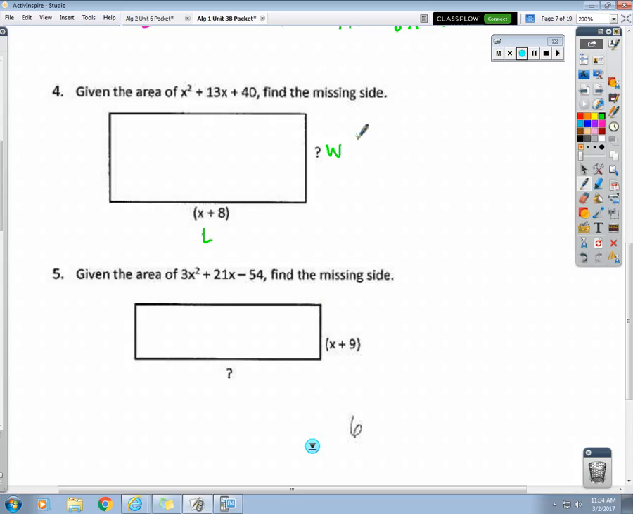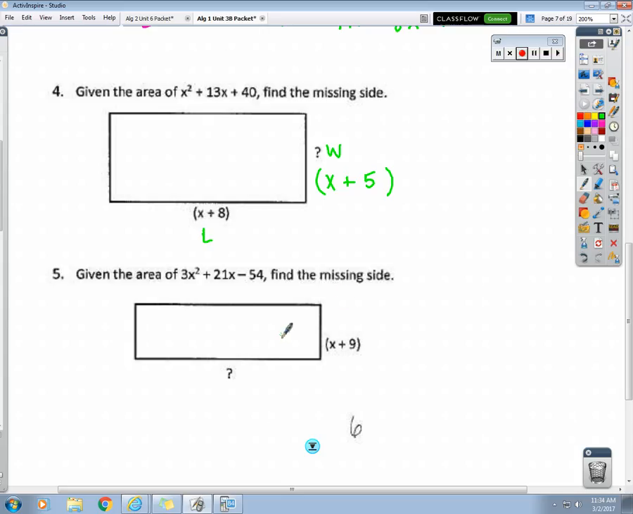Well, right. But the easiest way, you just are looking for two numbers that multiply to 40 and add to 13. Well, you already know one of those numbers is 8. So 8 times what is 40? 5. And is 8 plus 5 also 13? Yeah, so that's your other side, x plus 5.